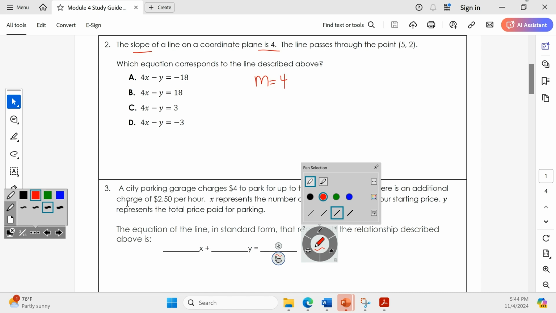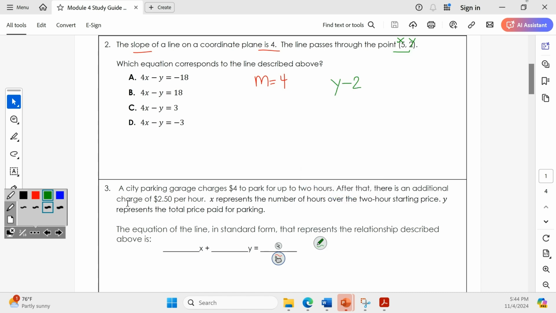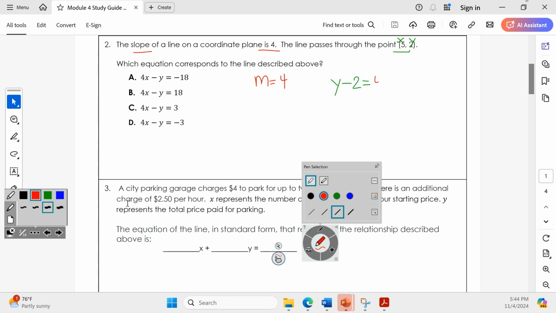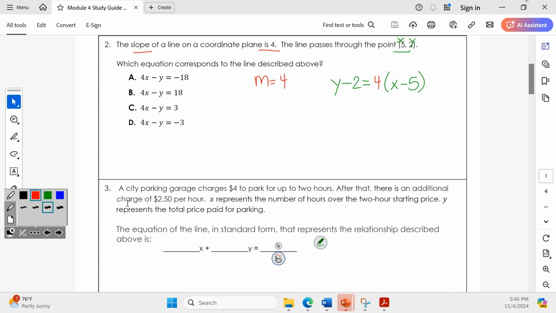The line passes through the point 5, 2. So this is my x, this is my y. So I'm going to plug that into my point slope form. So y minus 2, because remember our y's are lying to us, so it's going to be a -2, is equal to our slope, which is 4. And that's going to be multiplied times x minus 5, again, because that is lying to us. Remember, our x and y's are both lying.